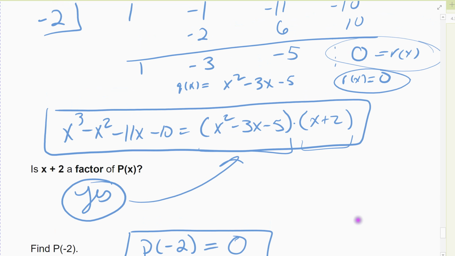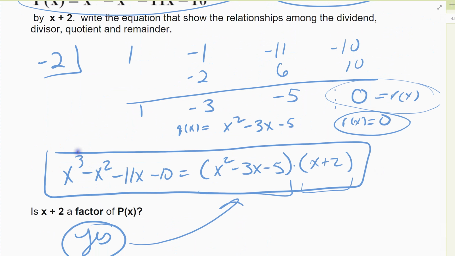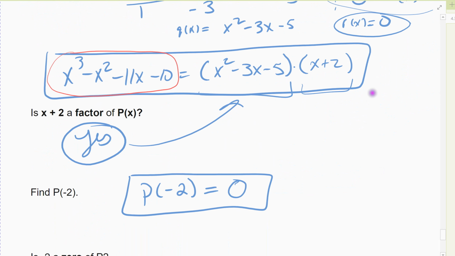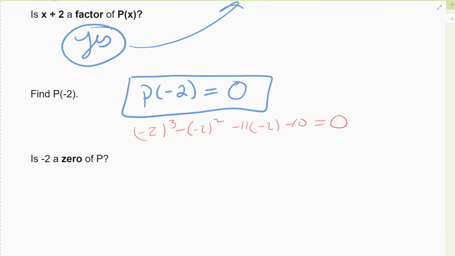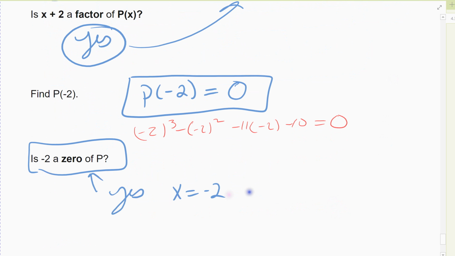If I plug negative 2 into this original function, I get out 0, and you can check that it does. If I take negative 2 cubed minus negative 2 squared, minus 11 times negative 2, minus 10, I get 0 out. And so the answer to the last question is: since I get 0 out when I plug it in, is negative 2 a 0 of p? Yes. It is a 0 of my original p of x, because p of x equals 0. That's what it means to be a 0 of it.